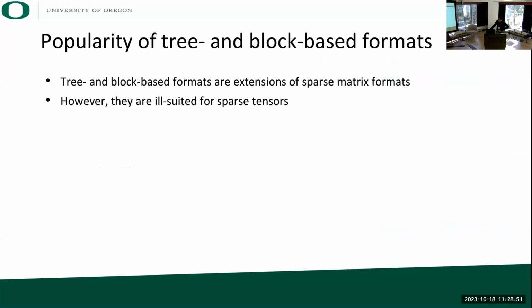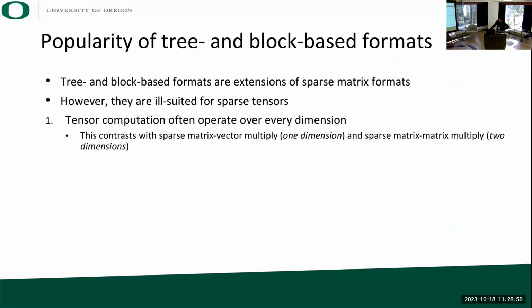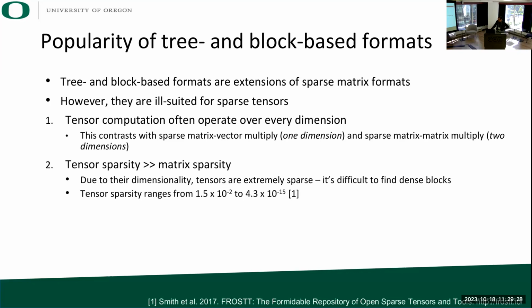However, because of 2 properties of tensors, these are actually not a good idea. The first being that tensor computation often operates over every dimension. So if you compress the data along one mode, it's good for that mode. For matrices, it's either the whole computation or half the computation, so compression kind of makes sense because you're getting a good benefit from it. But when you have a tensor, you compress for one mode, which means that you're suffering on the other modes. And with the number of dimensions going up, that gives you diminishing returns in the benefit of compressing along one mode. So that's why CSF is usually not a good idea.